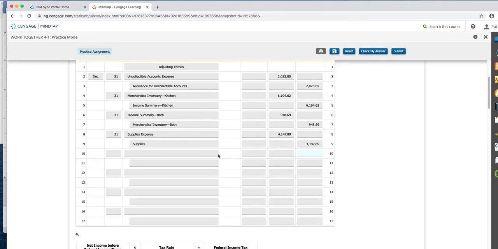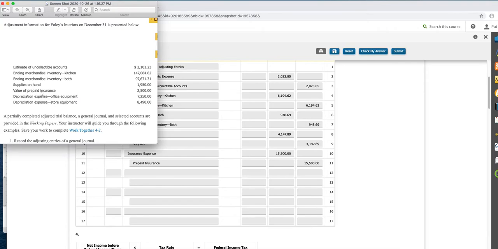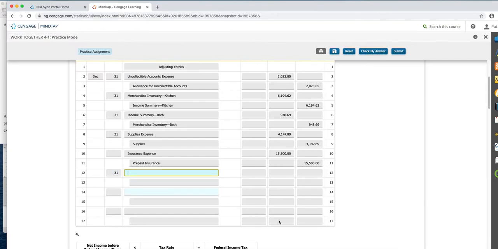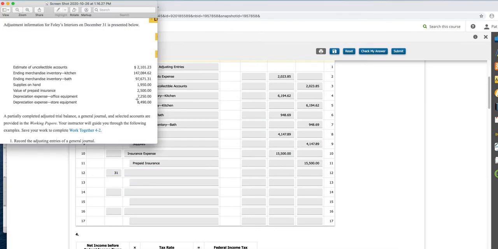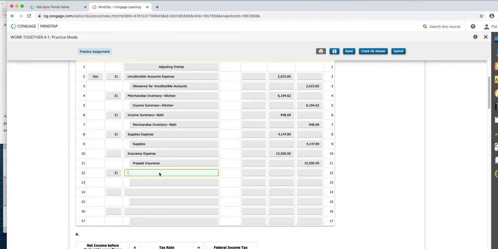So we'll go up here, and we will do insurance expense, and we will credit the asset prepaid insurance for that amount. And we said it was $15,500. Okay, next one are the two depreciations. We have office and store. So we have the 31st. And the number we're looking at says 7,250. That is the adjustment. They're giving it to us.